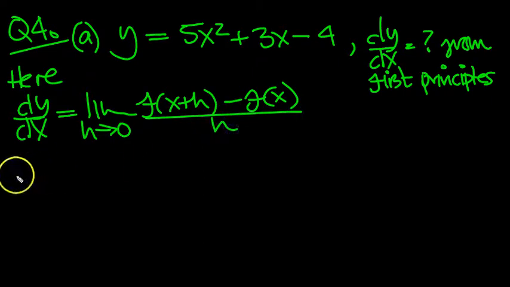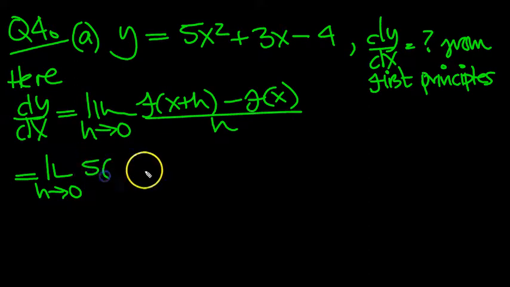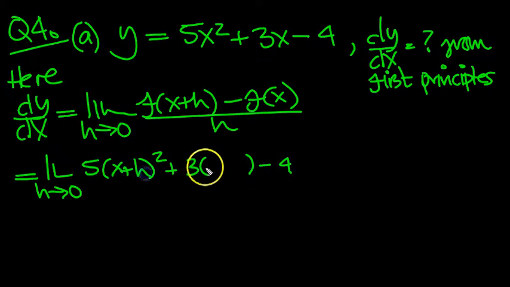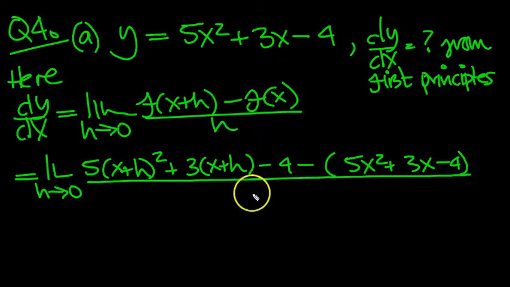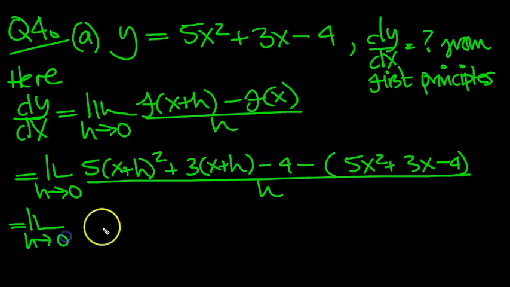There's our definition. So that's equal to the limit as h tends to 0 of f of x plus h. So write this down with x plus h as the input value. So it's 5 times that input squared, plus 3 times the input, minus 4, and the input is x plus h, isn't it? That's the first part done. Minus, and there's more than one term, so put a bracket, f of x, which is 5x squared plus 3x minus 4, all over h, which equals the limit as h tends to 0.